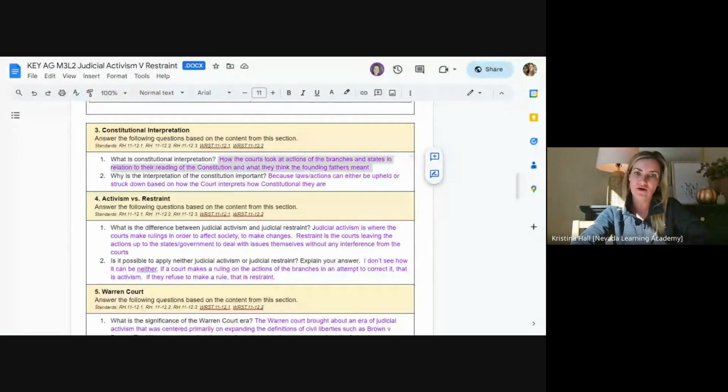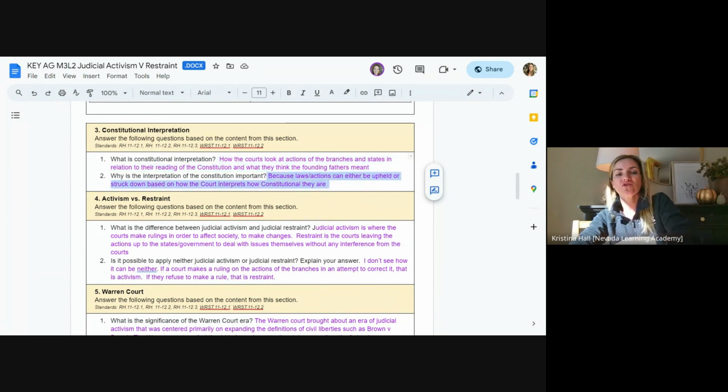Context can be really important as well. Can you think of any other terms maybe over time where it was seen as one way and then over time, same word, but different interpretation? Why is the interpretation of the Constitution important? Because lawmakers and actions can either be upheld or struck down based on how the courts interpret the Constitution.